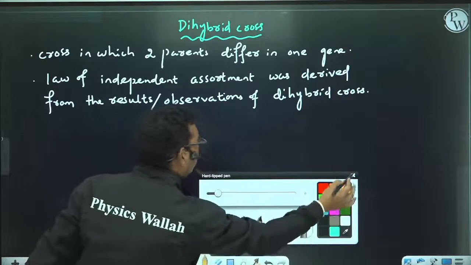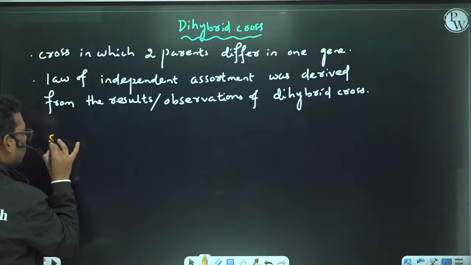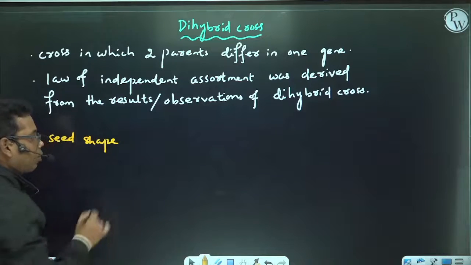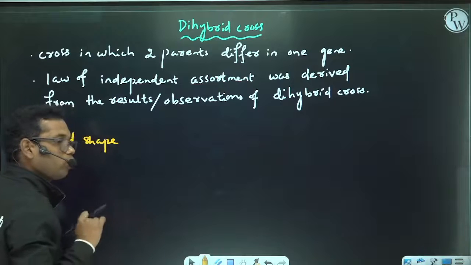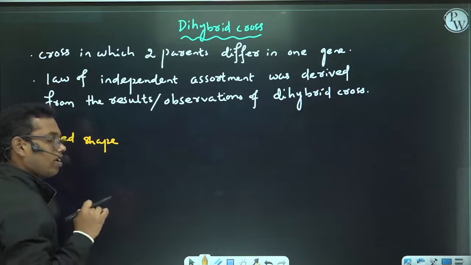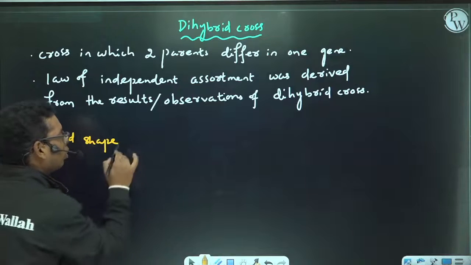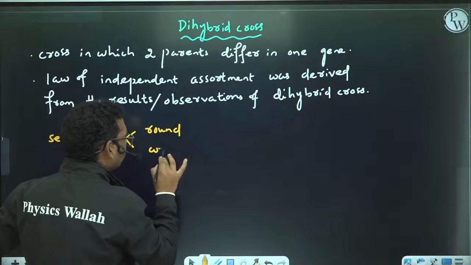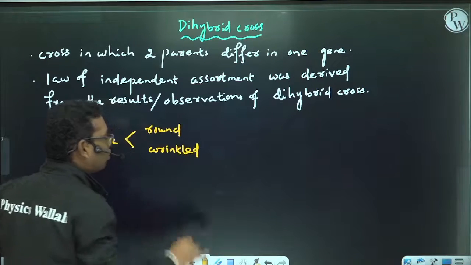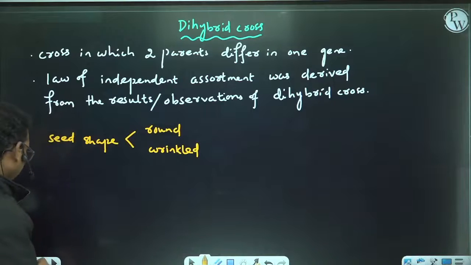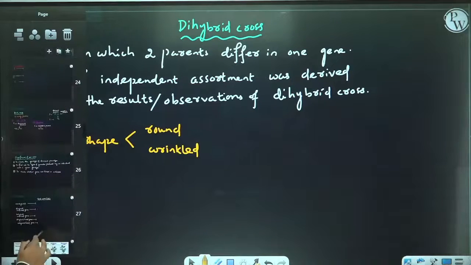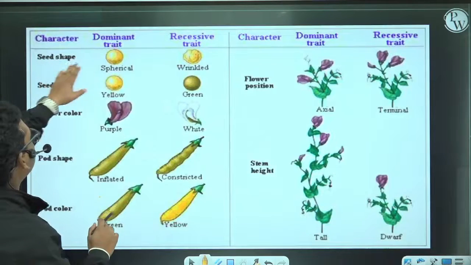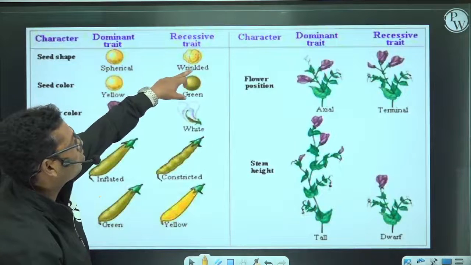Before that, let me tell you one thing. In the case of pea plant, the seed shape can be of two types. The seed shape is controlled by one gene, and it has two alleles: one is capital R and another is small r. So the seed shape can be round or can be wrinkled. Here you can see, seed shape: spherical means round, and this one is wrinkled.